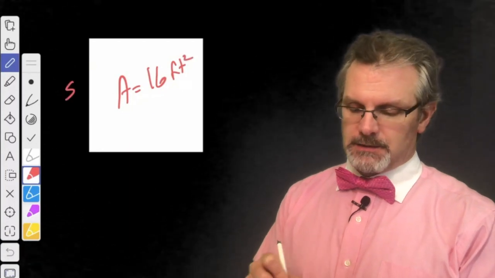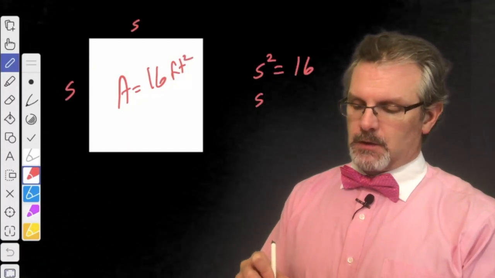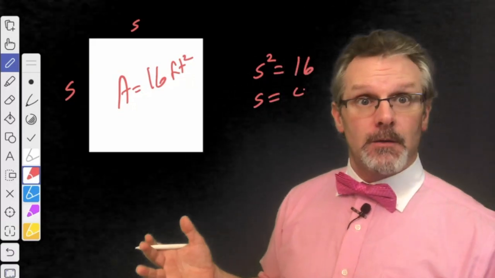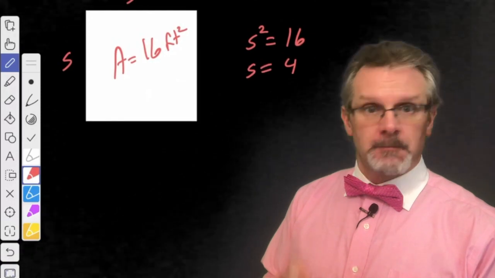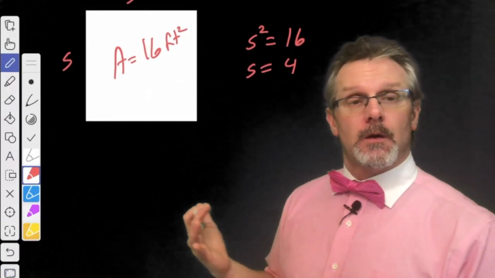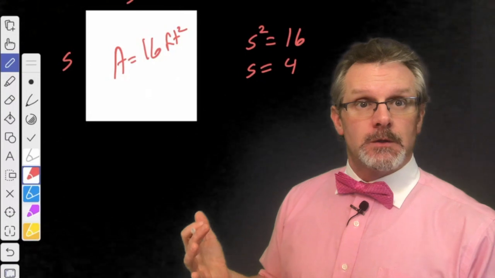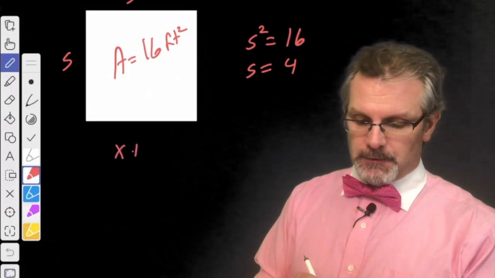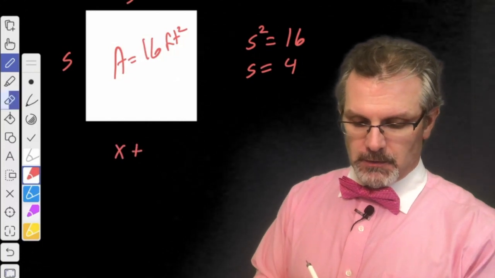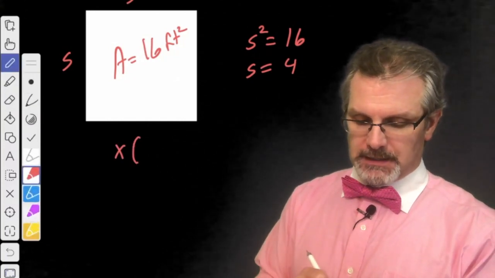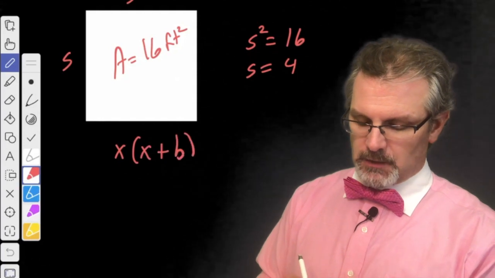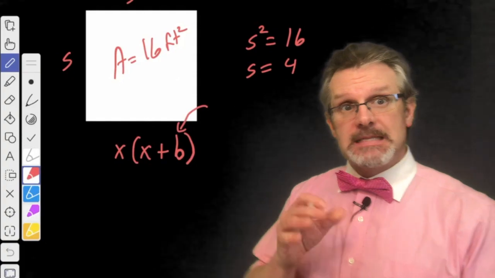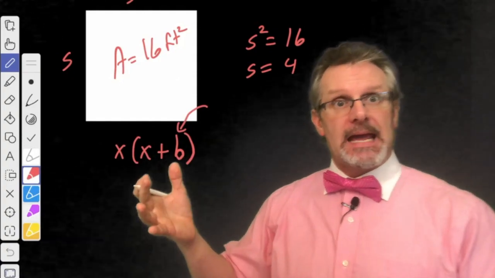So if you did side and side, that would say side squared equals 16, so side equals 4. That's easy if you're doing a square. But people don't want logos that are squares. So we're going to go back to our x times x plus b, where this b is the additional length that we're adding to it.